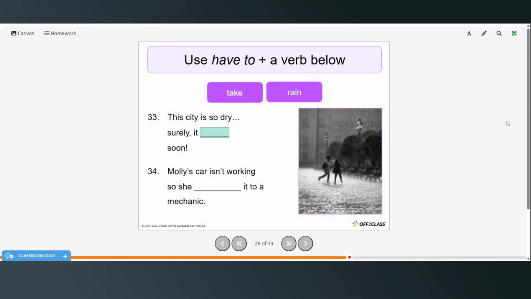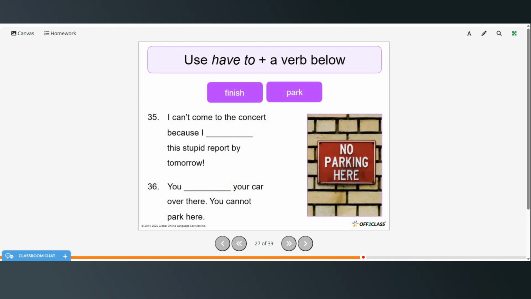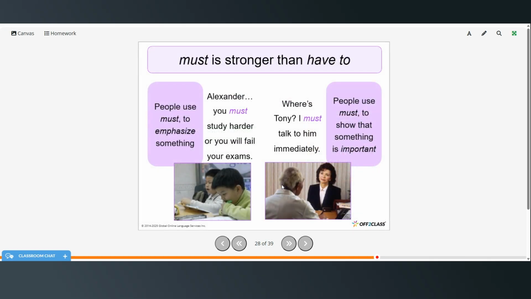The city is so dry, surely it has to rain soon. Molly's car isn't working, so she has to take it to a mechanic. I can't come to the concert because I have to, oops, don't need a capital, have to finish this report by tomorrow. You have to park your car over there. You cannot park here.